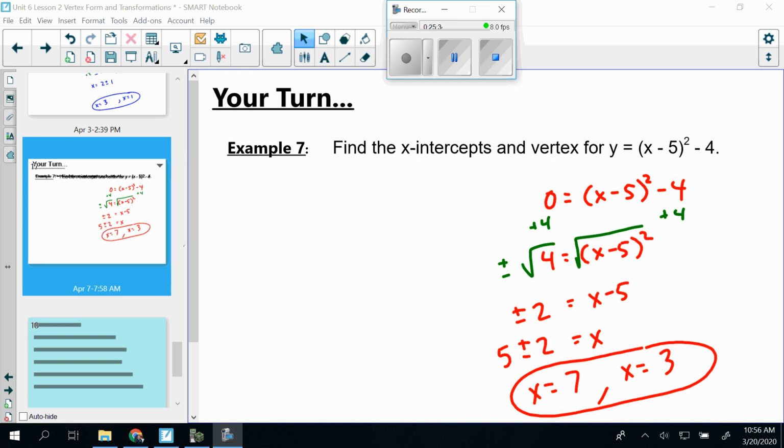If we square root the right side, all we're going to have left, because these cancel out, is x minus 5. On the other side, the square root of 4 is 2, so we have positive or negative 2. Then add 5 over to the other side. You get 5 plus or minus 2. Well, 5 plus 2 is 7. 5 minus 2 is 3. So those would be the two x-intercepts of this graph. Okay, you're now going to try some of these out on the practice sheet.